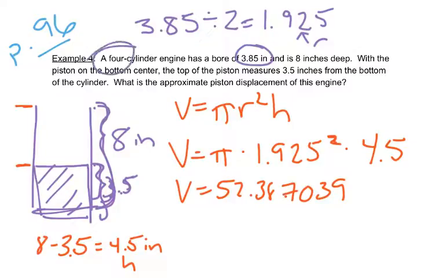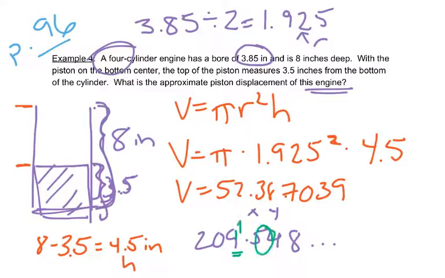But we have 4 cylinders, and it says what's the approximate piston displacement of this engine. So that means the whole entire thing. So we want to take this and multiply it by 4. And that gives us 209.548, and it keeps going. Now the problem should tell us where to round. Let's say we're going to round to the nearest whole number here. So this 5 after the 9 tells us the 9 needs to go up to a 10, so we'd have 210 cubic inches.